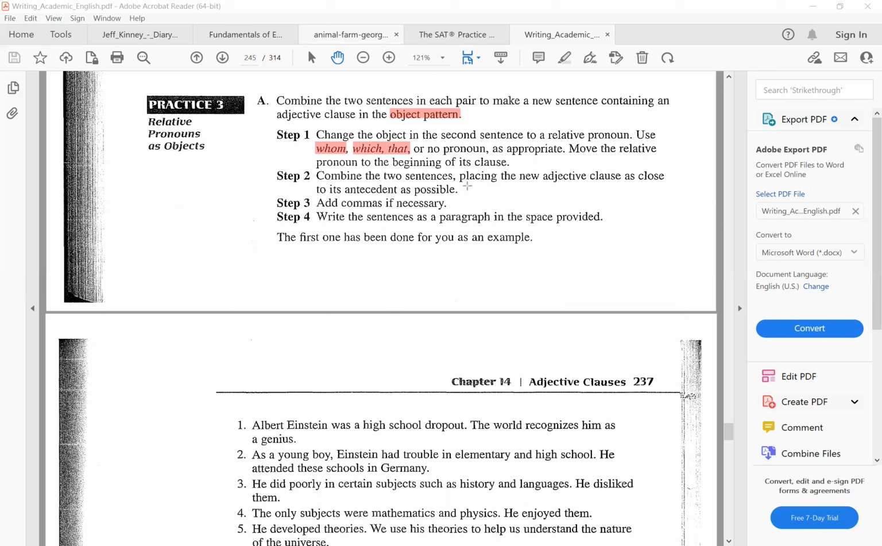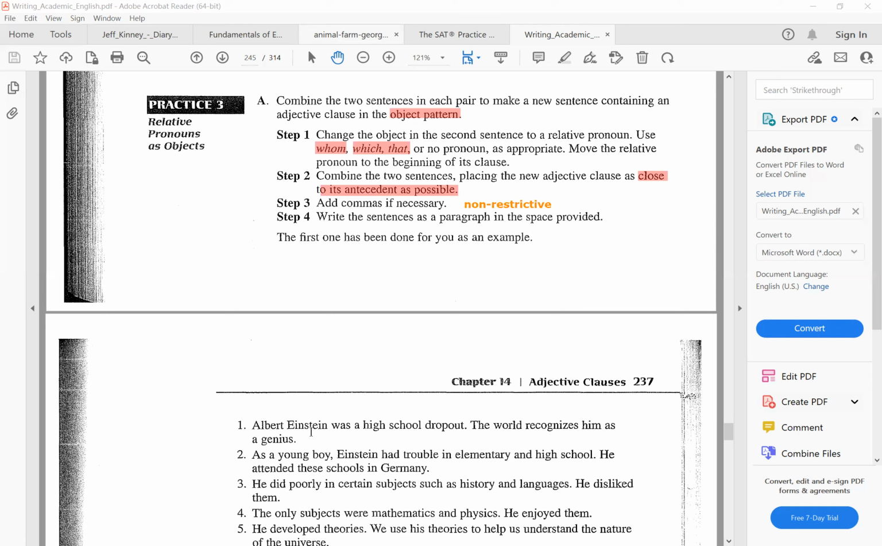Okay, so now when we are combining the two sentences, we still have to make sure we place the new adjective clause as close to its antecedent as possible to avoid misplaced modifiers. And we have to add commas to non-essential or non-restrictive adjective clauses. So let's take a look at the first sentence.